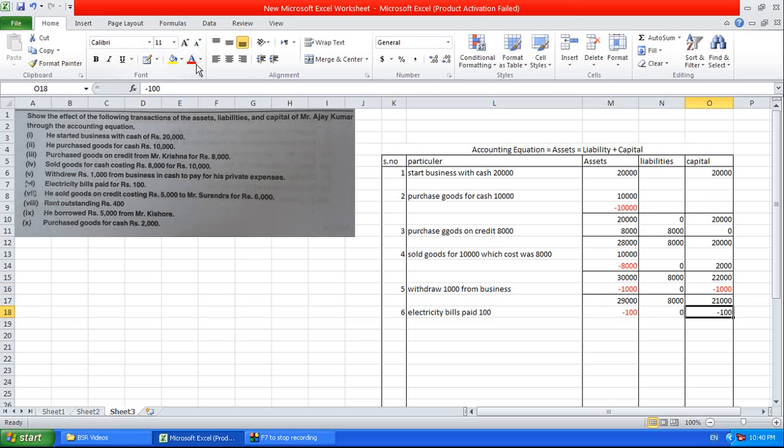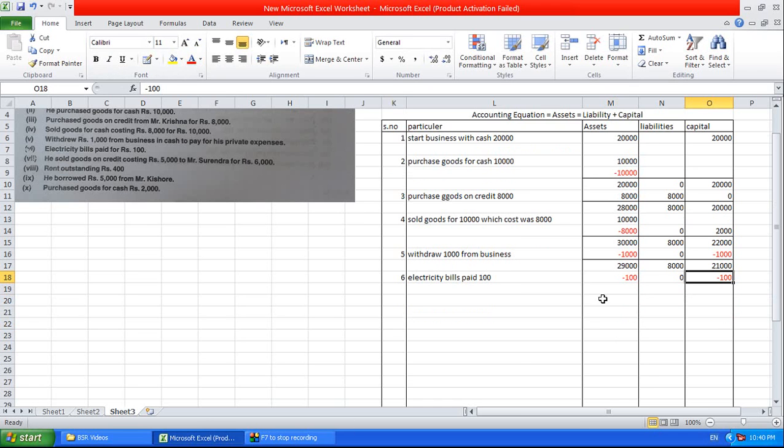So after this entry, the remaining amount is 28,900, here 8,000, here 20,900. Go for 7. When we count for 7, he sold goods on credit costing 5,000 to Mr. Surendra for 6,000, which cost was 5,000 but the amount he sold is 6,000.